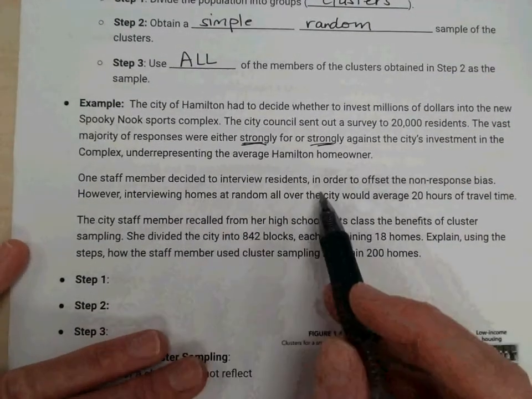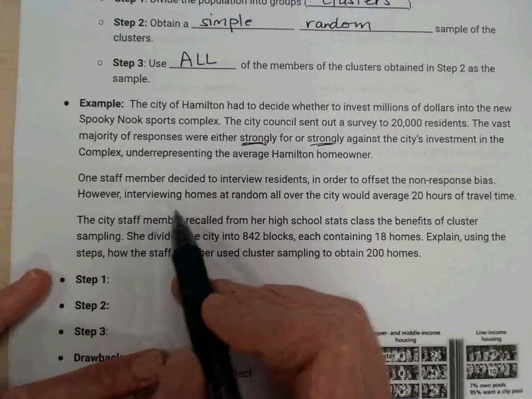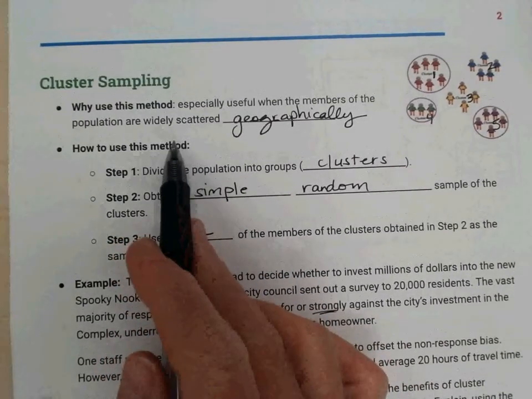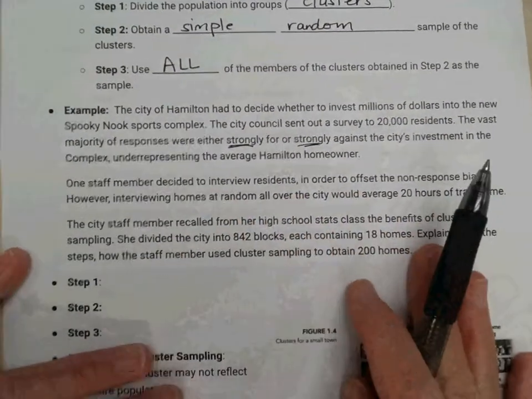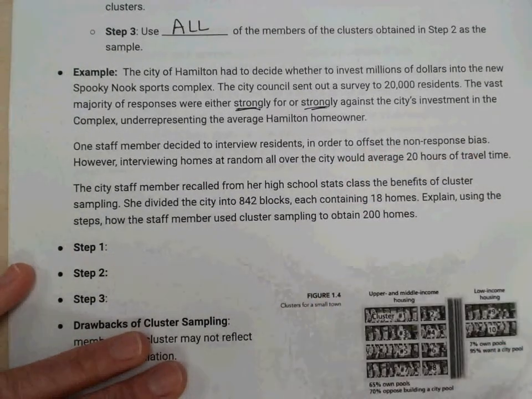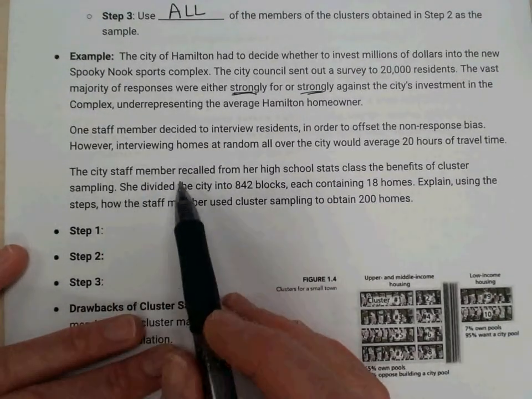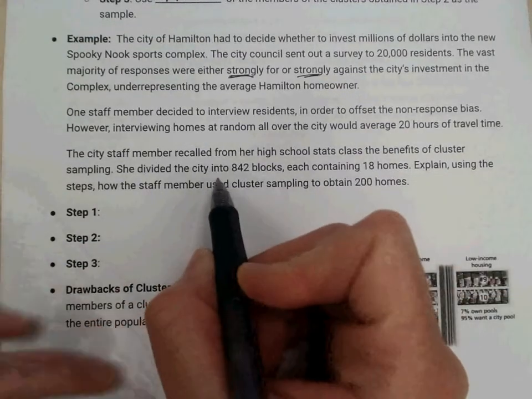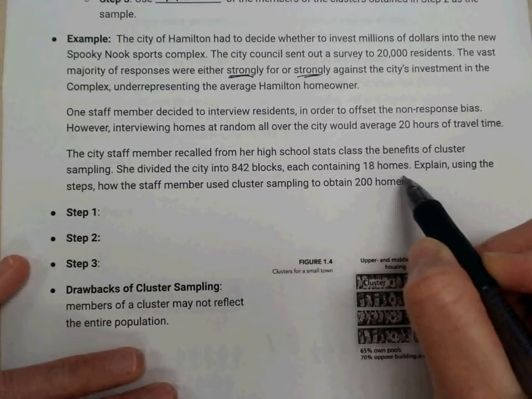So one staff member decided to interview residents in order to offset the non-response bias. However, interviewing homes at random all over the city would average 20 hours of travel time. Right? We identified in the beginning this method is useful when the population might be scattered geographically. That's inconvenient, a lot of hours to pay that city staff member to just be driving around. So that staff member recalled from her high school stats class the benefits of cluster sampling. She divided the city into 842 blocks, each containing 18 homes.